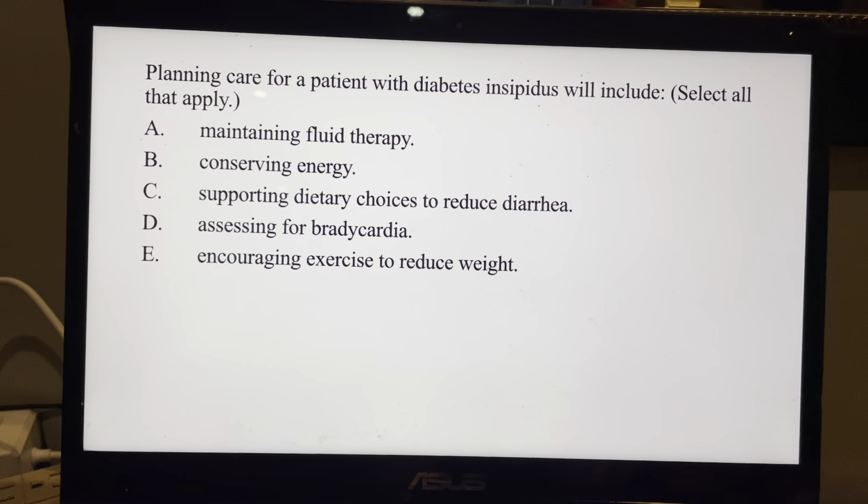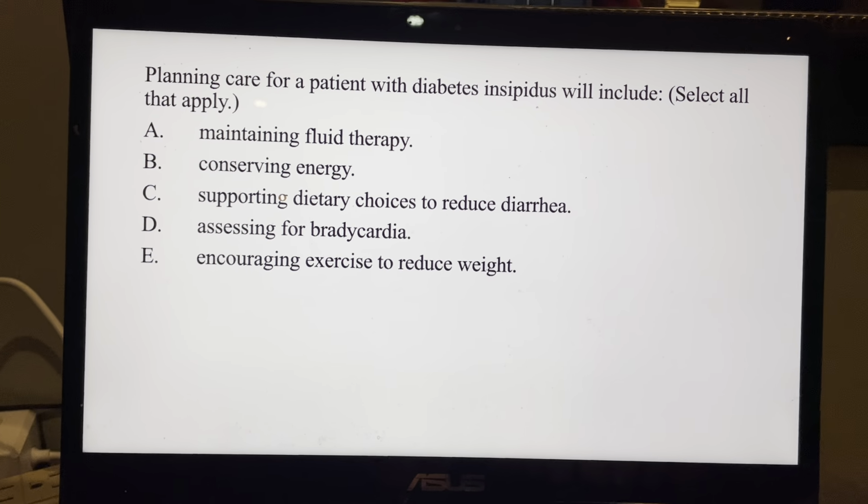Planning care for a patient with diabetes insipidus will include, select all of them: maintaining fluid therapy, conserving energy, supporting dietary choices to reduce diarrhea, assessing for bradycardia, or encouraging exercise to reduce their weight.